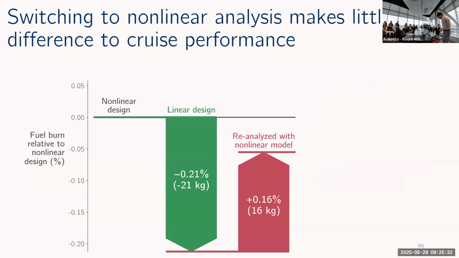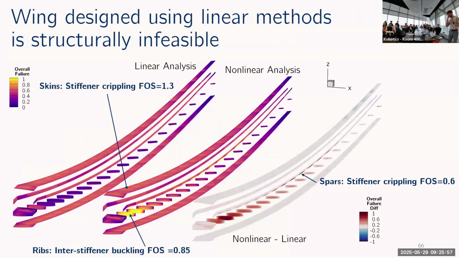But actually the impact of this on the fuel burn of the wing is not that big. And somehow, this wing that I optimized using the linear structural model, when I reanalyze it, actually has a better fuel burn using the nonlinear model than the wing that I designed with the nonlinear model, which seems surprising. And the reason for this is that this wing, the linear design, is structurally infeasible.